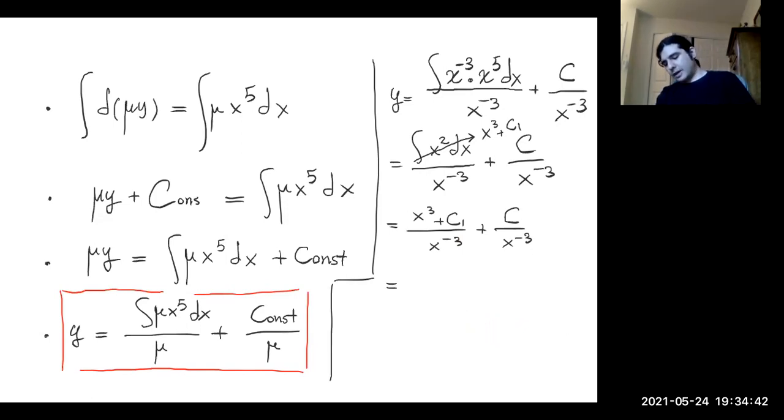Which is equal to x to the 6 plus c1 x to the 3 plus c x to the 3. I would just write both of them there. Is it okay? Let me see.